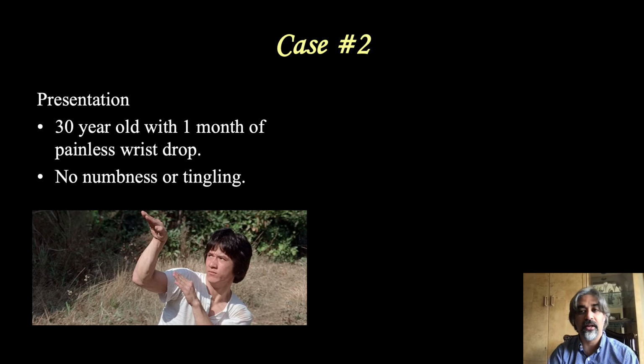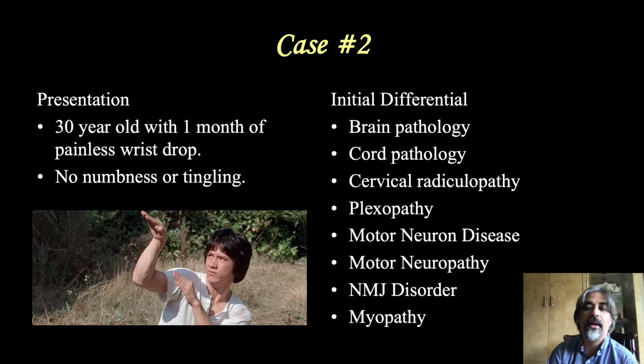So now let's look at how we can apply this to a case of a 30-year-old with 1 month of painless wrist drop in the absence of numbness and tingling. Again, our systematic differential is presented for your quick review. So this is where I would open it up to my residents and ask them what they would like to know. So pause and think about what you would ask on history and what you would want to know on the physical exam. So pause.